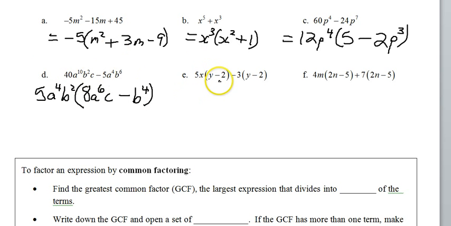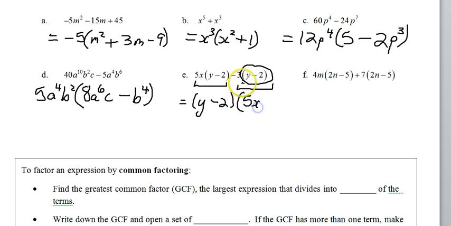Next one. Oh, this is interesting. Our common factor here, because really we've got two terms, our common factor is y minus 2. It's a binomial common factor. So let's factor it out. And that leaves the first term will be 5x, because if we multiply this out, we'll get 5x times y minus 2. And the second term is minus 3.